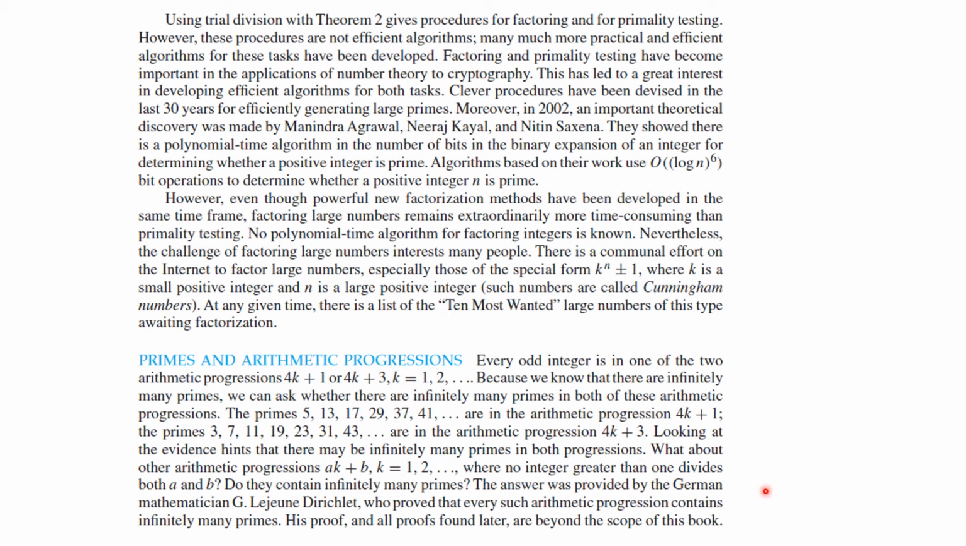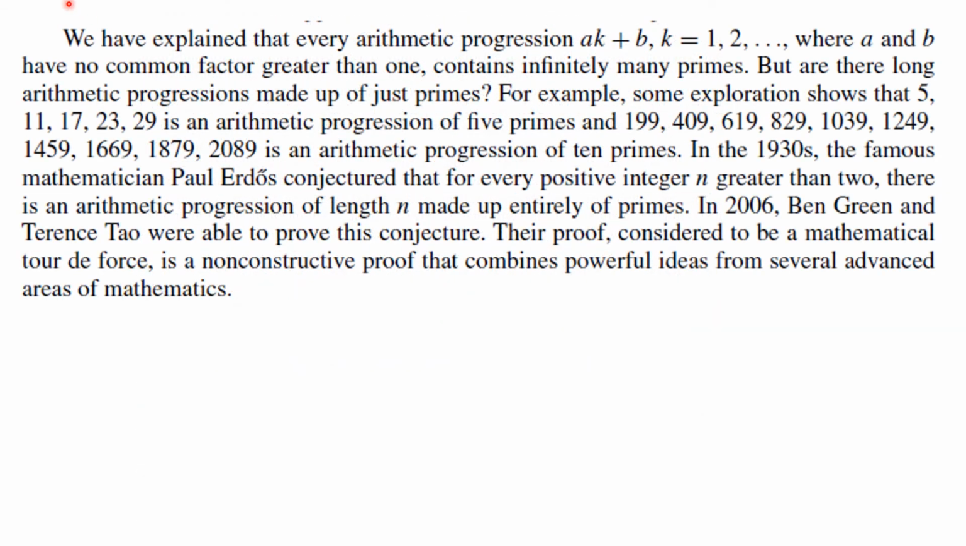But what about other arithmetic progressions of the form ak plus b, where no integer greater than 1 divides both a and b? Do they contain infinitely many primes? And the answer is yes, they do. His proof is well beyond the scope. So we have explained that every arithmetic progression ak plus b, where a and b have no common factor greater than 1, contains infinitely many primes.